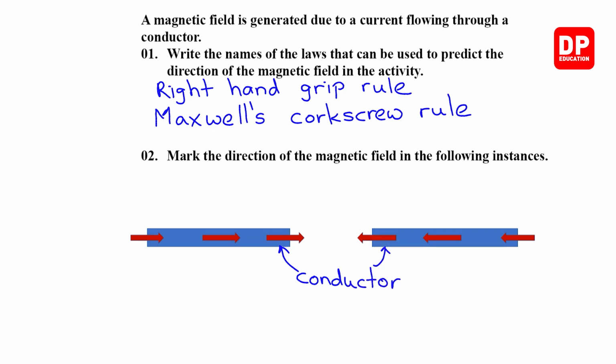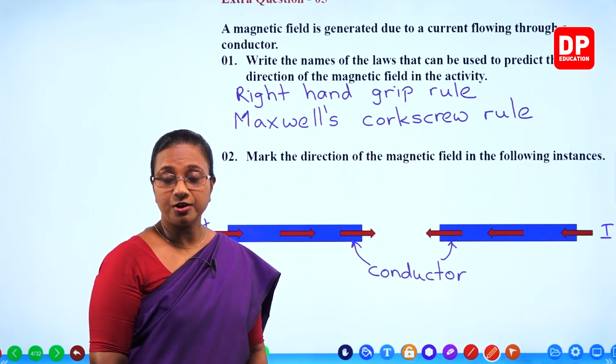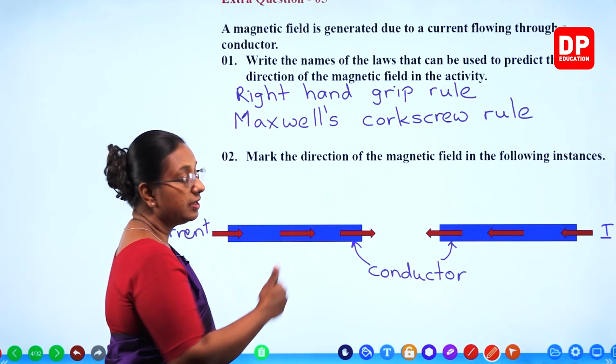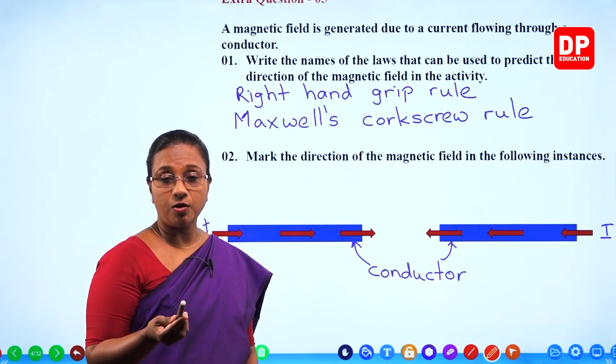And the red color arrows point to the direction of current. So, here it is current, and here also the current I. Now, how do we find the direction of the magnetic field? Using the right hand grip rule or the Maxwell corkscrew rule.